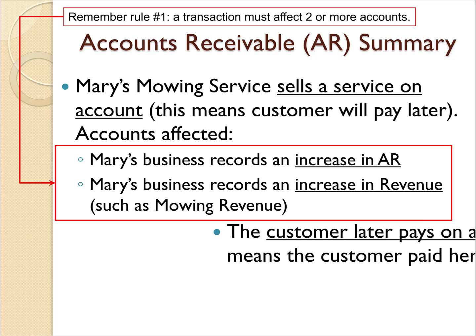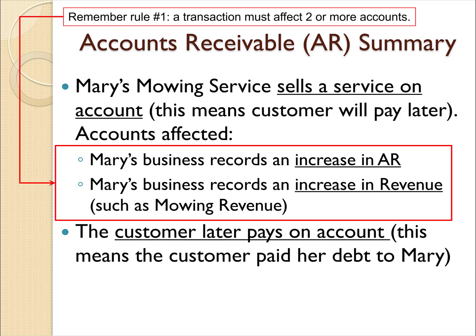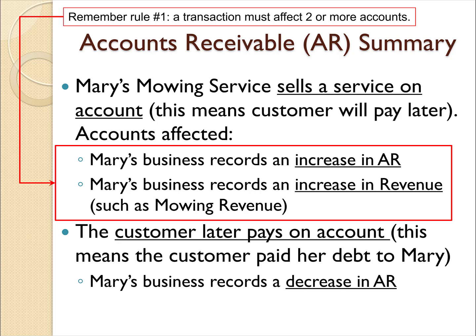Now later, if the customer pays on account, remember this means the customer paid her debt to Mary. Mary's business would have to record an effect on 2 accounts. Accounts receivable would go down, so it's a decrease in AR, and her cash would go up because the customer paid her.